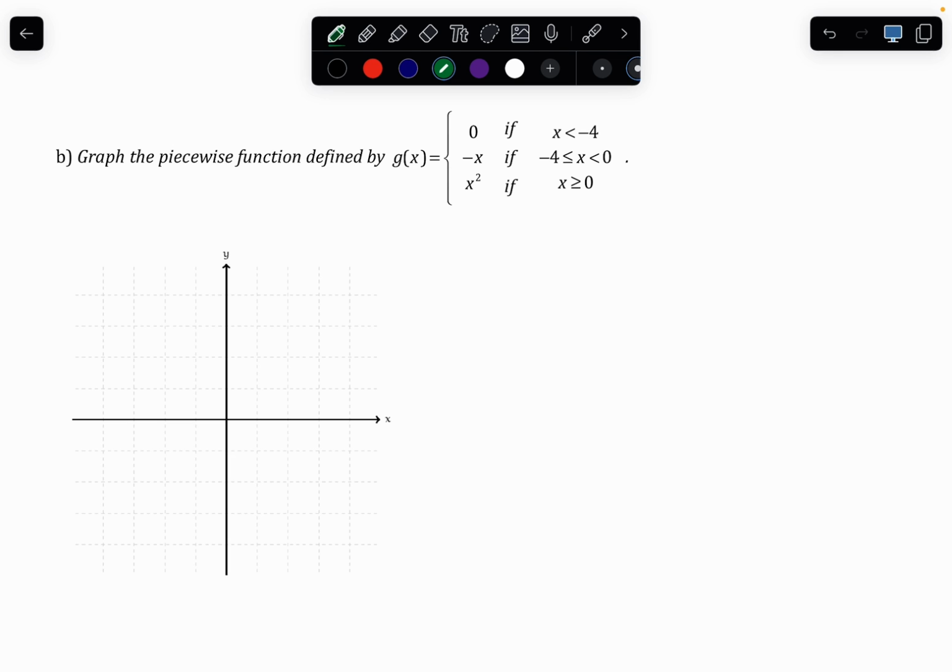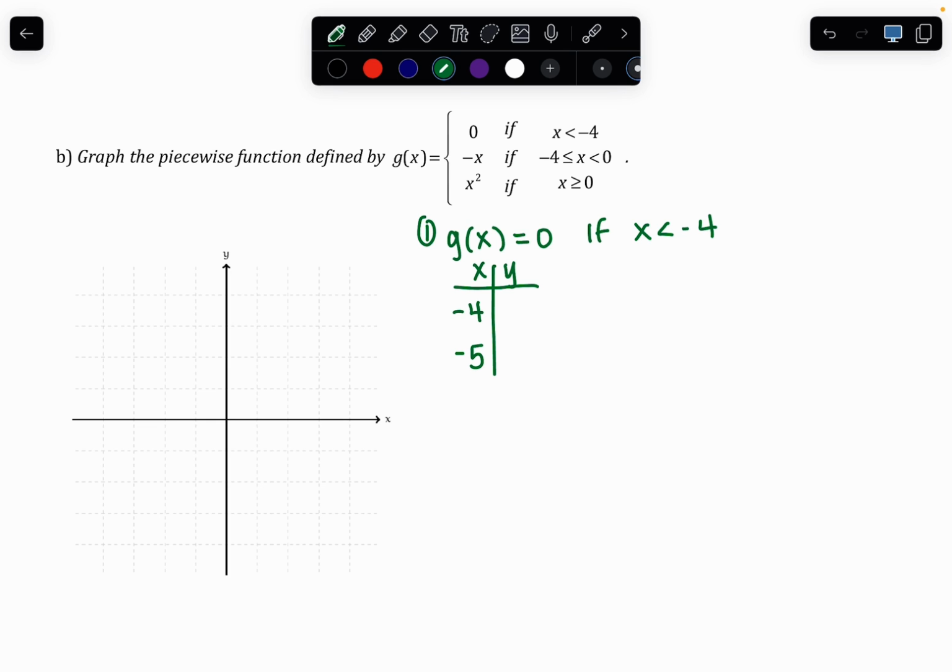So first thing we have g of x equals 0 if x is less than negative 4. So if we make a table, what are our x values? Negative 4, and what's the number less than negative 4? Negative 5.